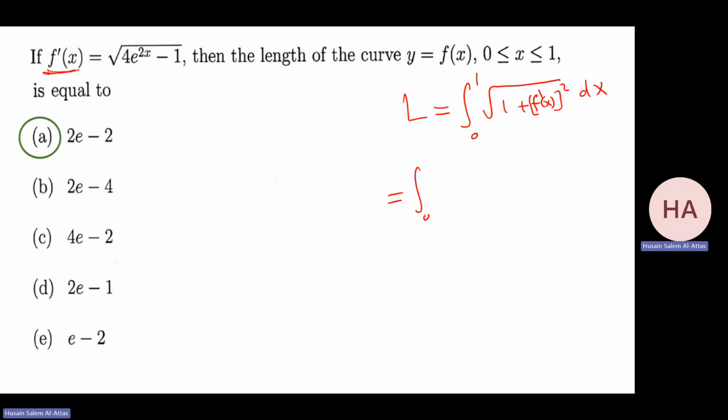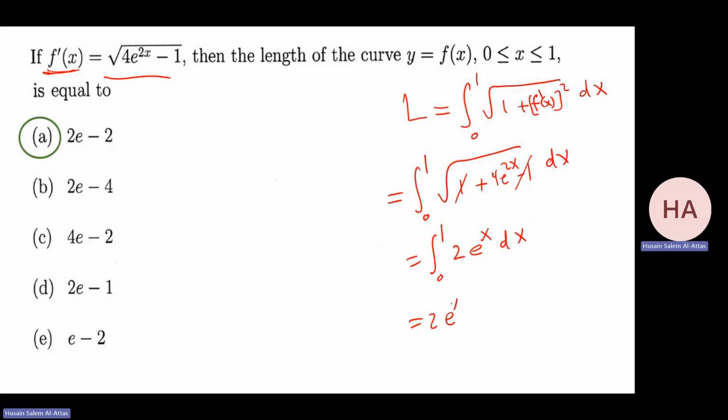That gives me from 0 to 1 square root 1. I have f prime. This is f prime for e to the 2x minus 1 dx. So this is cancelled. So I have 0 to 1 2e^x dx. Let's give me 2e^x from 0 to 1. That will be 2e minus e to the power 0, 1 minus 2, which is this.